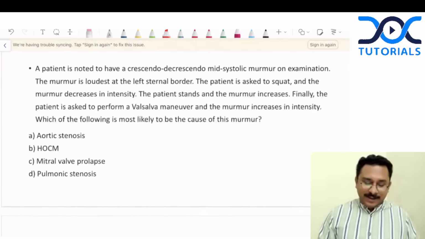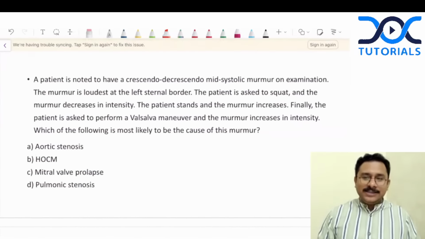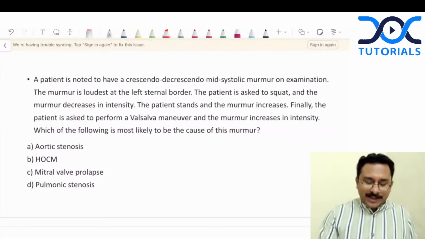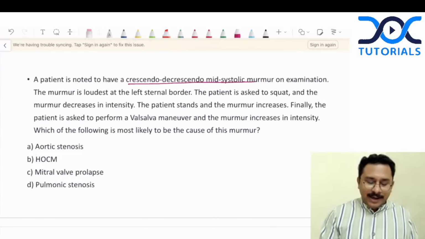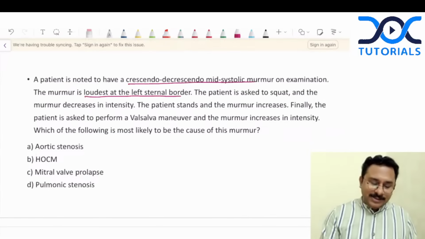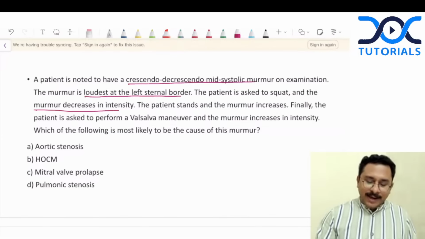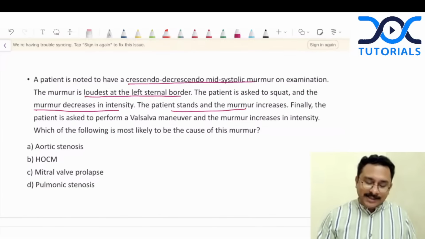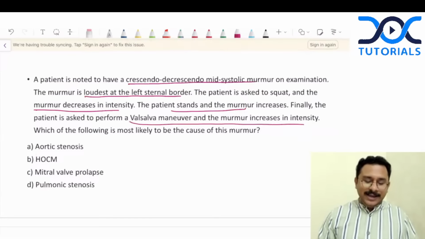Okay, right. A patient is noted to have a crescendo decrescendo mid-systolic murmur, which is loudest at the left sternal border. On squatting, there is a decrease in intensity, and on standing, there is an increase in intensity. With Valsalva, again, there is an increase in intensity. What is the likely cause?